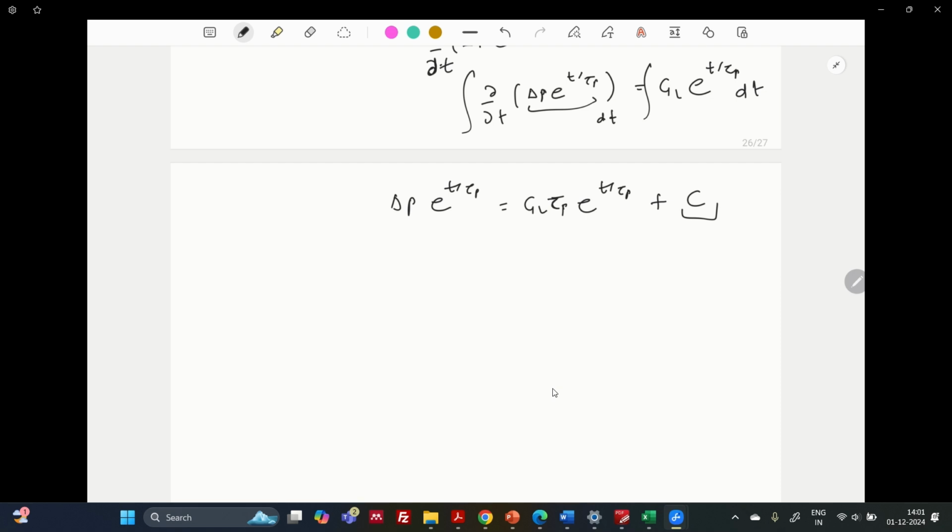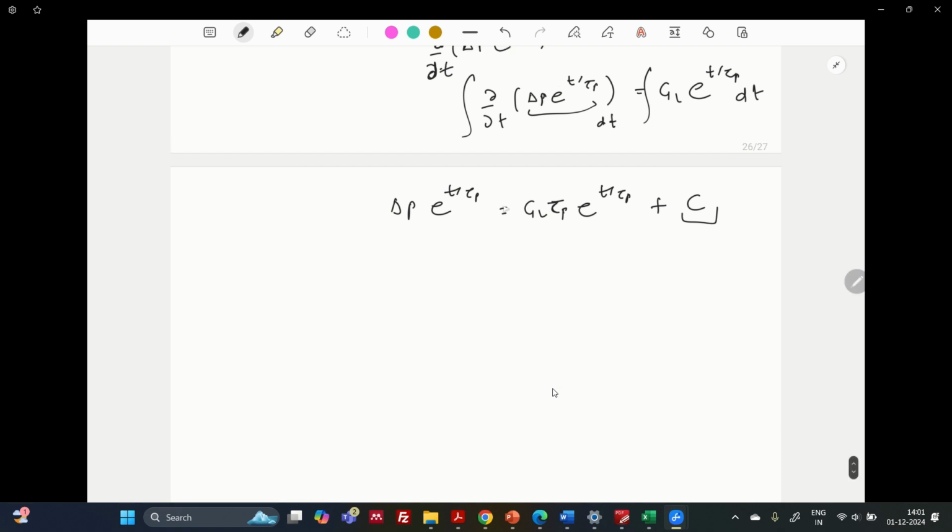Now how do we find this c? You have to use some kind of initial condition, because the differential equation we solved was in time. So we need some kind of initial condition. What is happening at say t equal to 0? Just before shining the light, there was no light. So if you plot GL as a function of time, before time t equal to 0 it is 0, and just after t equal to 0 it is a constant value. So this is time.